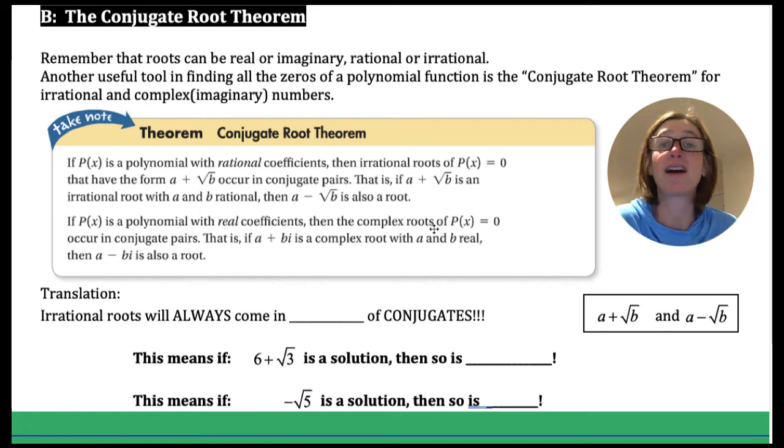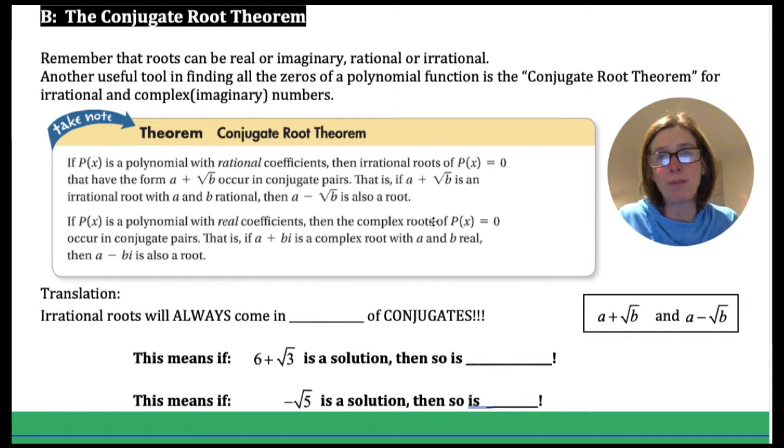I'm going to be talking about the conjugate root theorem. I want you to remember that roots can be real or imaginary. We talked about that in the past, and they could also be rational or irrational. But another very useful tool for us to find the zeros is called the conjugate root theorem.